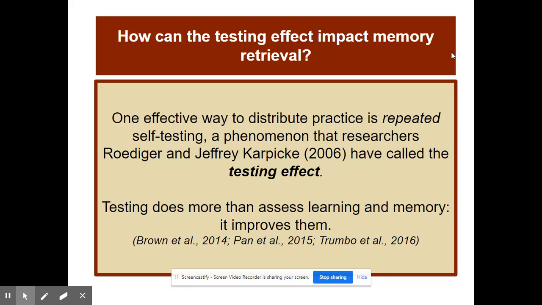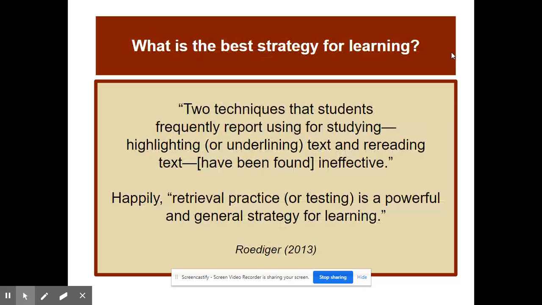One effective way to distribute is repeated self-testing. This is one of the tools that I learned from a high school teacher: I would make my own tests as a way of studying for a test. And I found that it did a lot better for me to remember information as I tested myself. Two techniques that students frequently report using for studying are highlighting and underlining. This is a retrieval practice, which is powerful for learning.